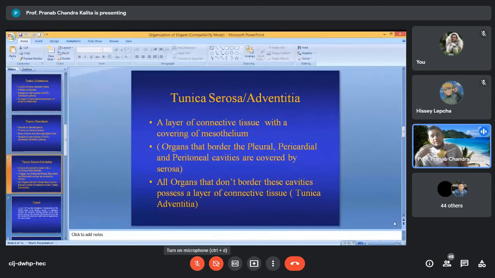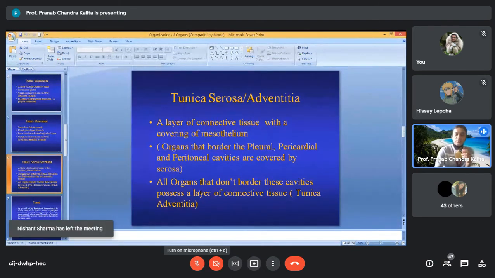So while you see the cervical part of the esophagus in the neck region, there are no body cavities. So for this cervical part of the esophagus, we won't use the term mesothelium. But let's come to the last sentence. All organs that do not border these cavities possess a layer of connective tissue, Tunica Adventitia. So the last tunic in the cervical part of the esophagus is just Tunica Adventitia.